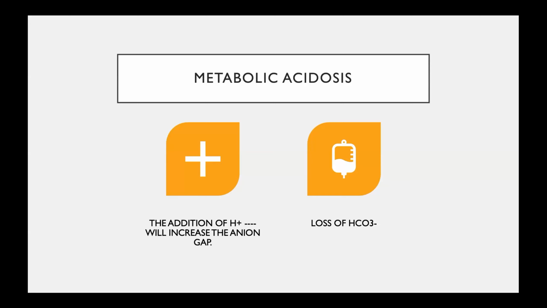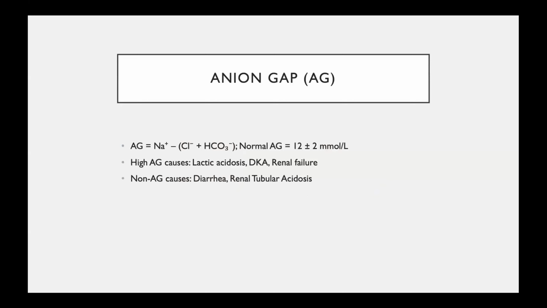So if we see somebody with acidosis, we need to find out whether this patient is having an acidosis by losing bicarbonate ions or by addition of some other acids, which are anion acids. So what is anion gap? We'll see. You must have heard of anion gap, right?